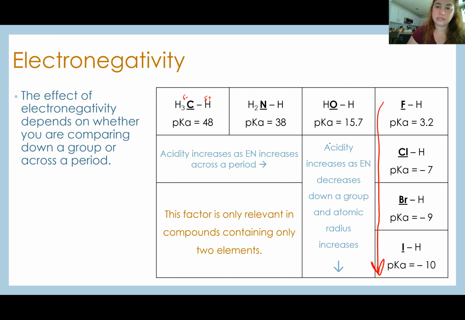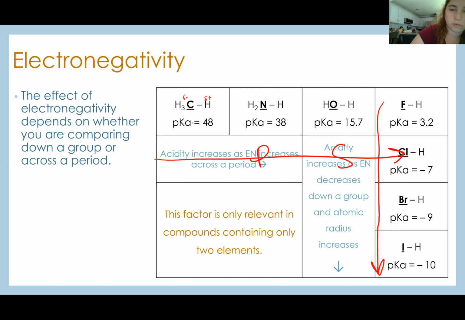Does that make sense? Yeah, and then phosphorus is below nitrogen. So if you're trying to pull off a hydrogen, it's going to be more acidic. And you can do this across other periods as well. So going this way, you would have phosphorus, sulfur.